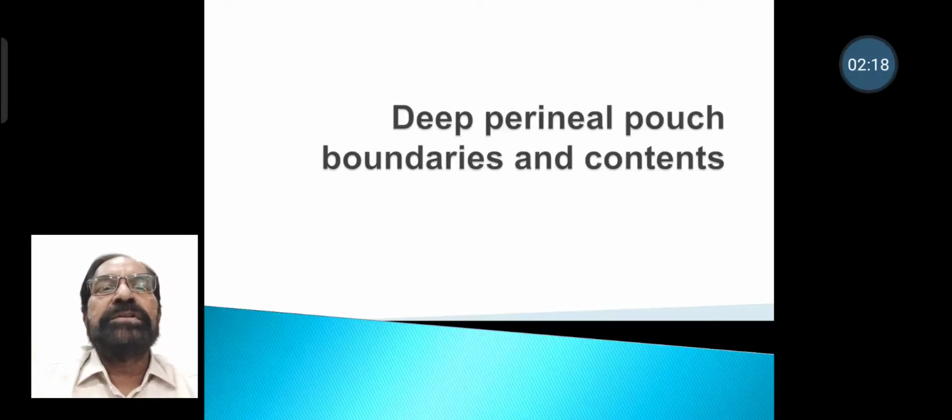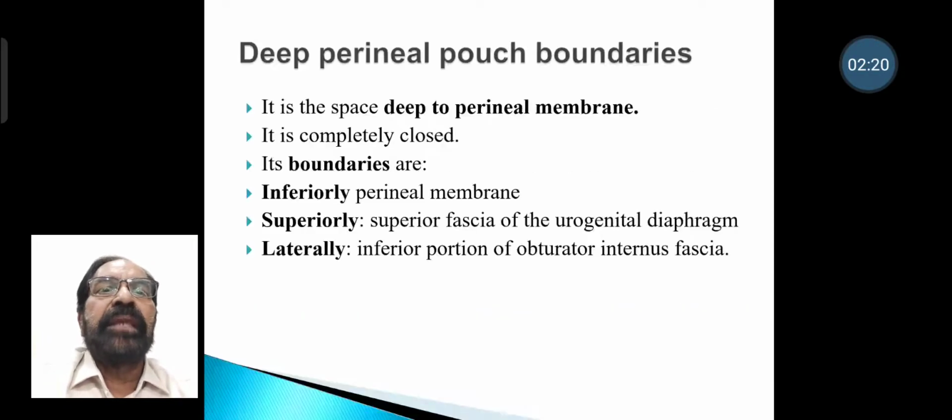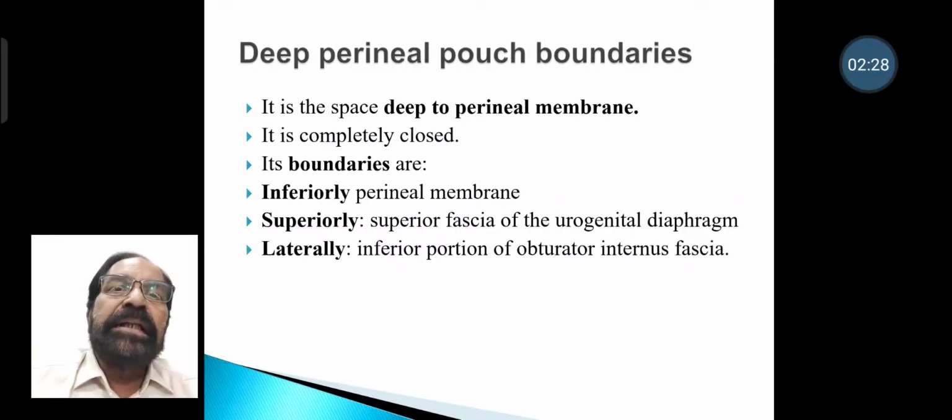Deep perineal pouch, boundaries and contents. It is the space deep to the perineal membrane. It is completely closed. Its boundaries are inferiorly the perineal membrane, superiorly the superior fascia of the urogenital diaphragm, and laterally the inferior portion of obturator internus fascia.